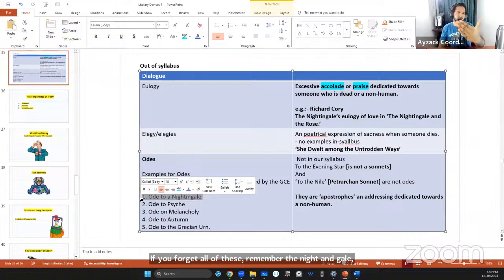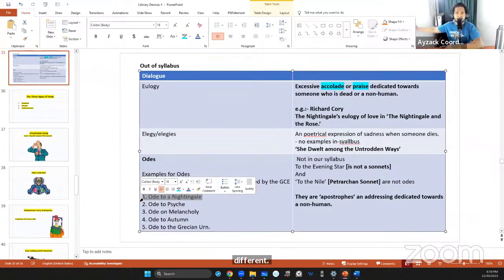So if your teacher tells you that To the Nile or To the Evening Star are odes, tell them, madam, Ode to a Nightingale by John Keats is completely different. How can this real ode be completely different from To the Evening Star and To the Nile?